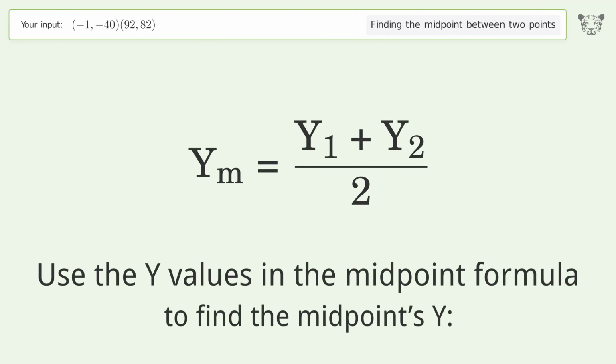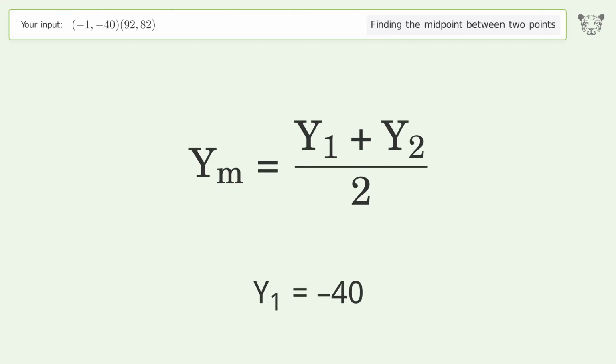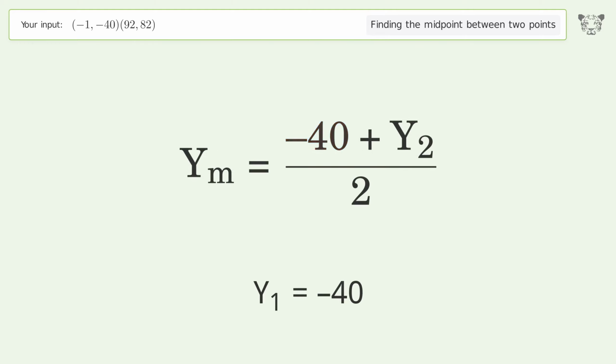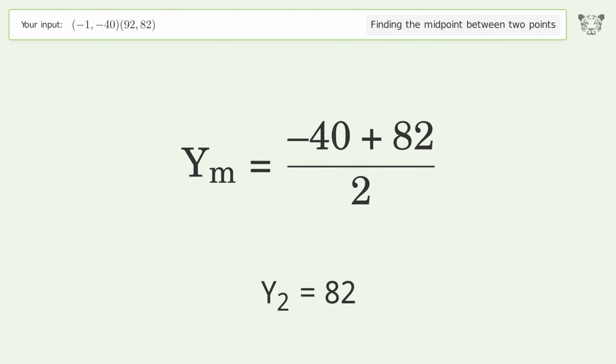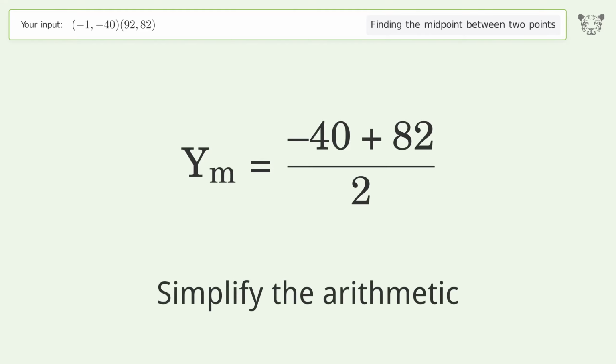Use the y values in the midpoint formula to find the midpoint's y. y1 equals -40. y2 equals 82. Simplify the arithmetic.